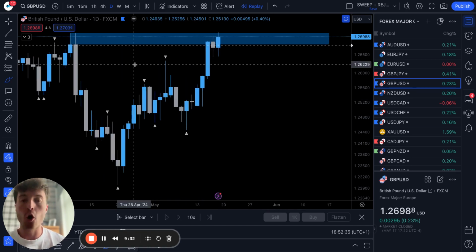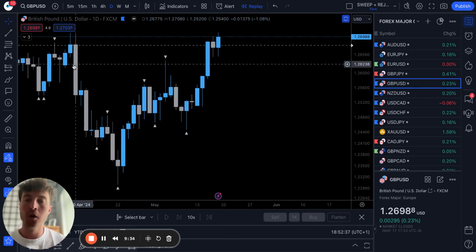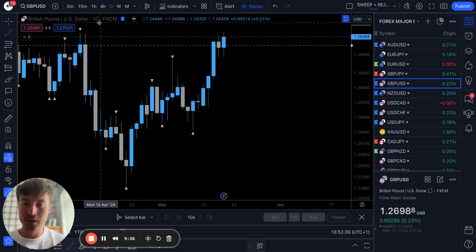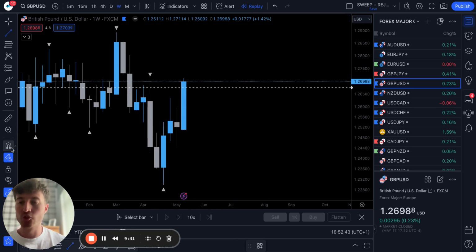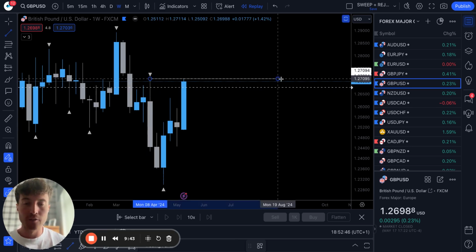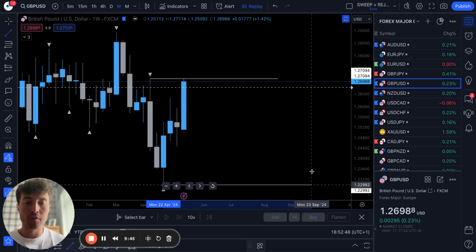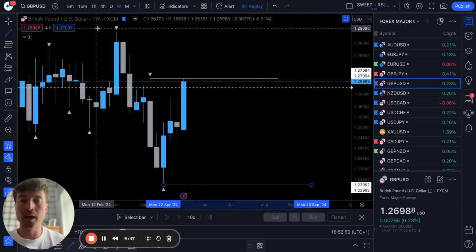Okay, next one, let's look at GBP USD. Of course, very correlated with our Euro USD. Let's drop to the weekly. These structures look very, very similar. You've got a fractal high up here. You've got a fractal low down here. This is on the weekly time frame.